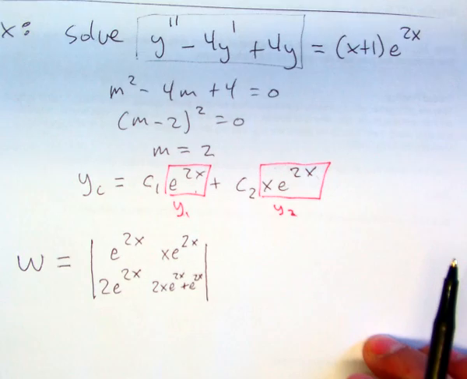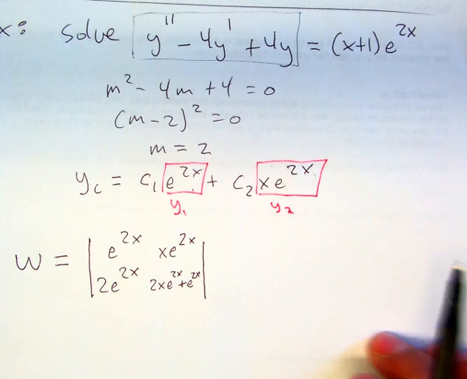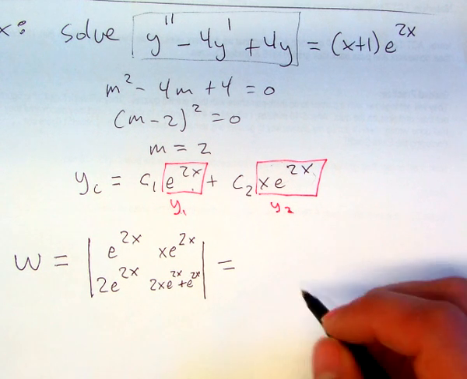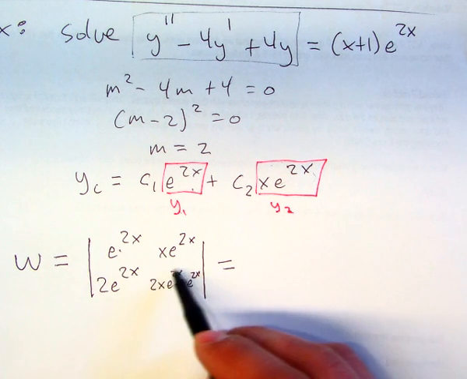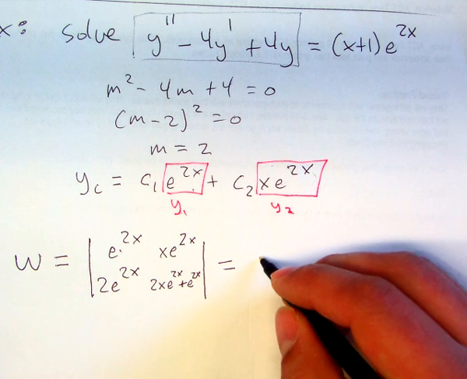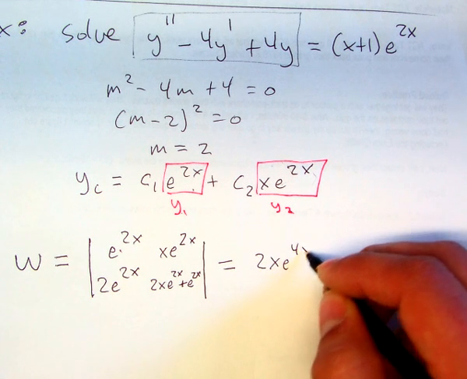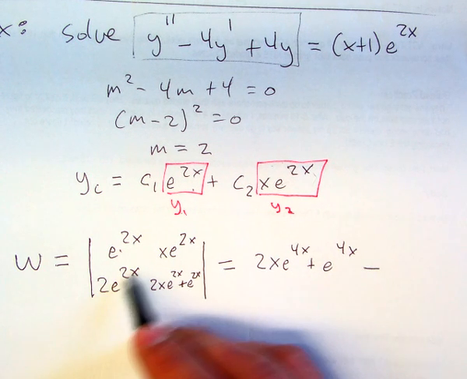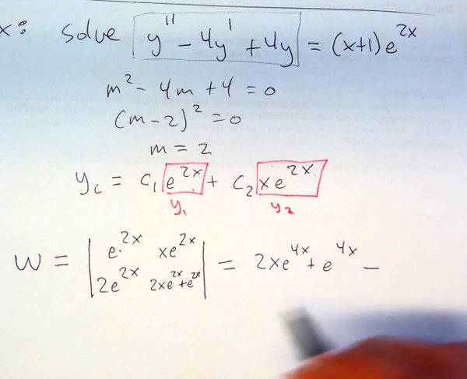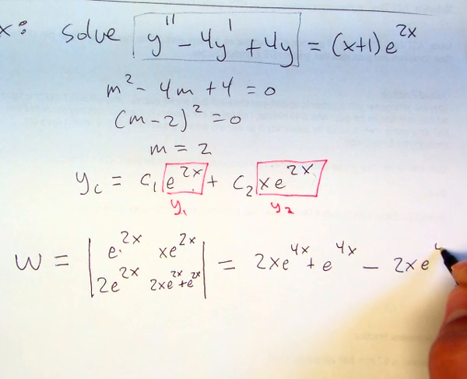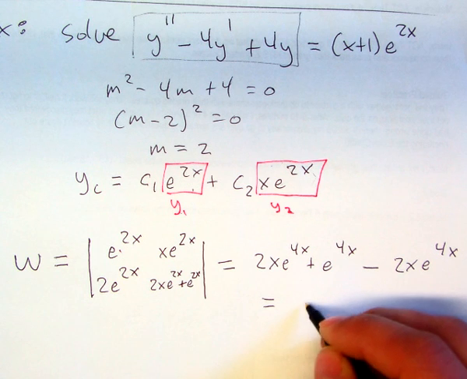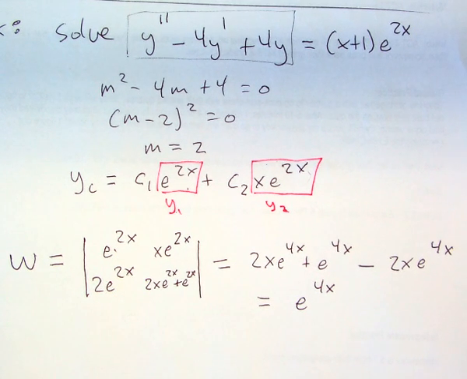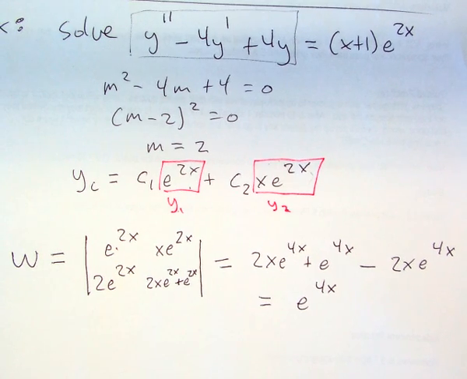Okay. So let's figure out the determinant. Multiply that out. We take this term times this bottom right term. So that gives us 2x e to the 4x plus e to the 4x. And now we subtract these two terms' product, which is 2x e to the 4x. So w is simply e to the 4x. That is our Wronskian, which we're also calling w in this method.